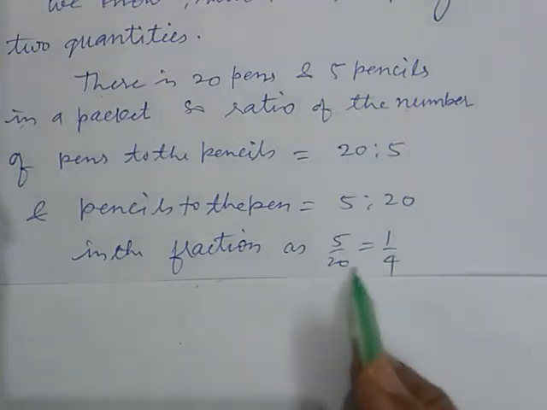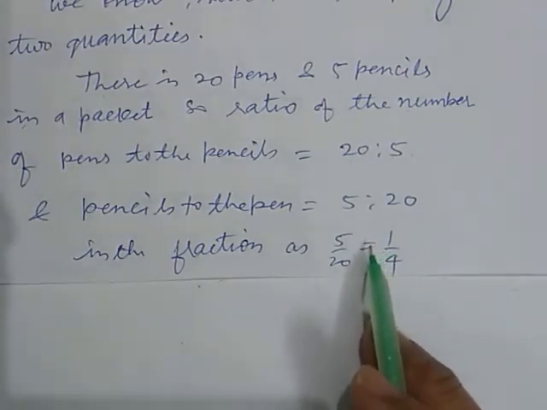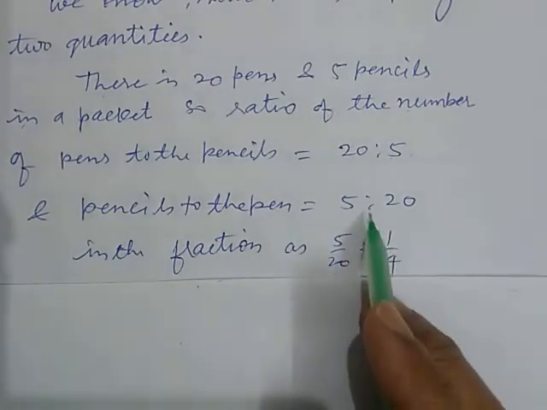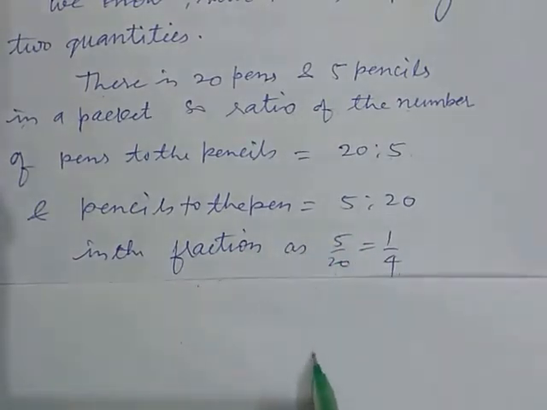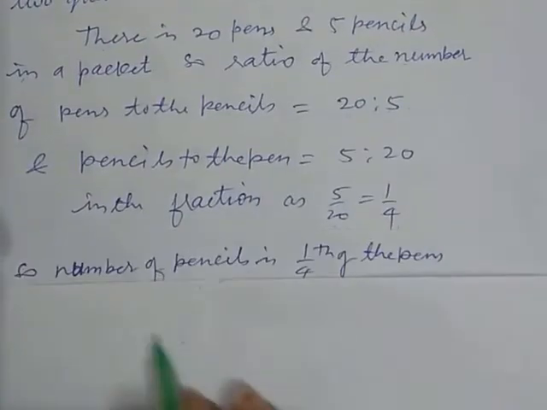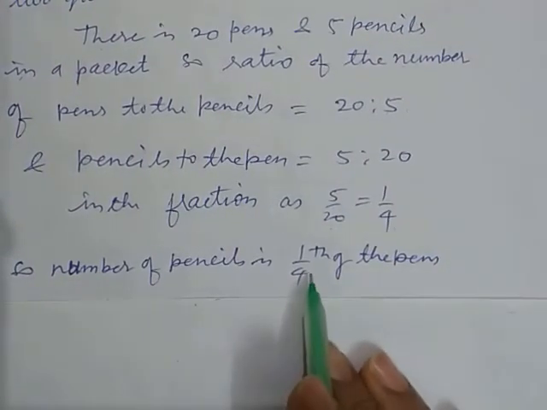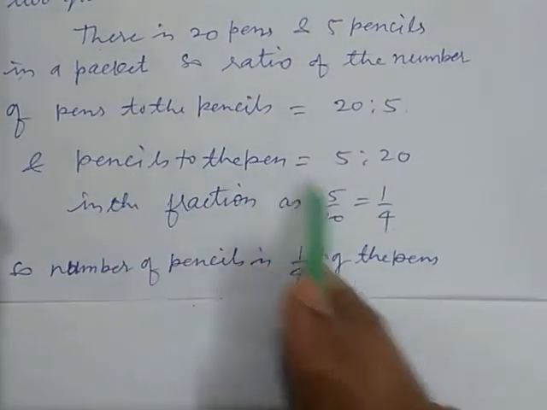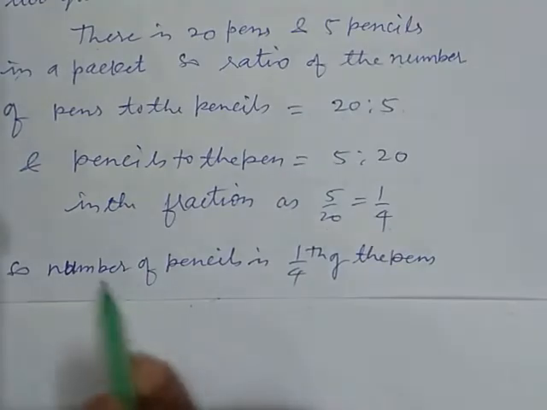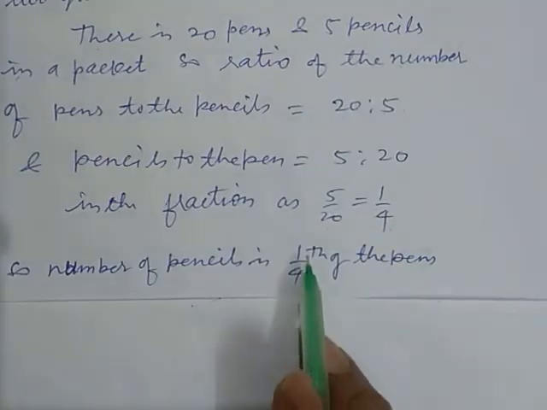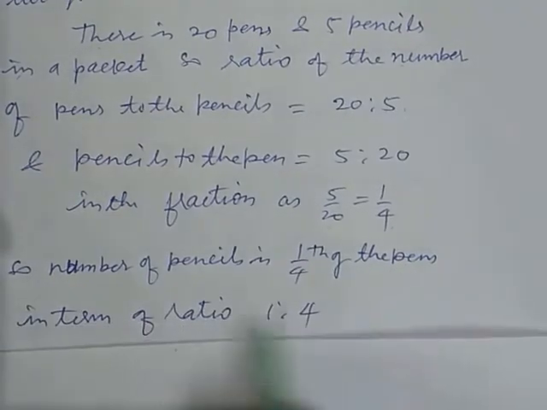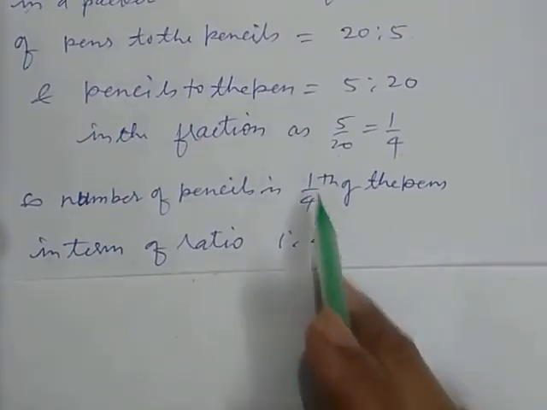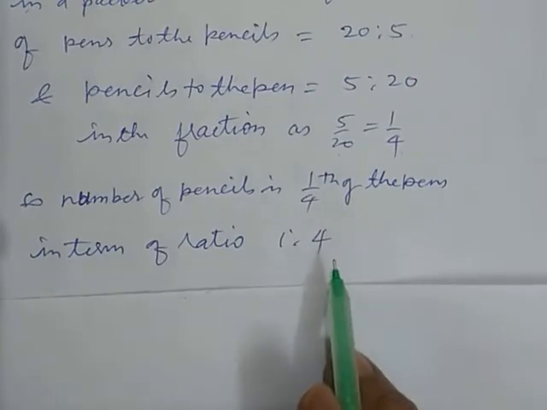So this way we also express the quantities in the form of a fraction, and this is the form of ratio. So learn this. Okay. So the number of pencils is 1/4 of the pens. Here the ratio of pencils to pens is 1/4. So the number of pencils is 1/4 of the pens. In terms of ratio, we can say 1:4. Okay, 1:4. This way we can express.